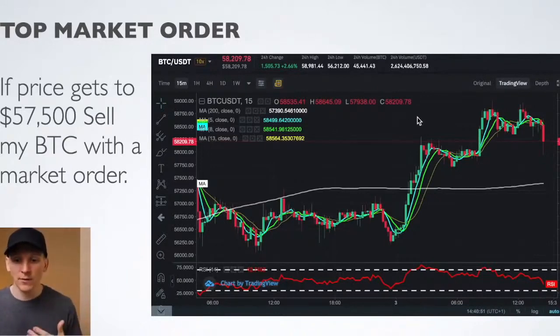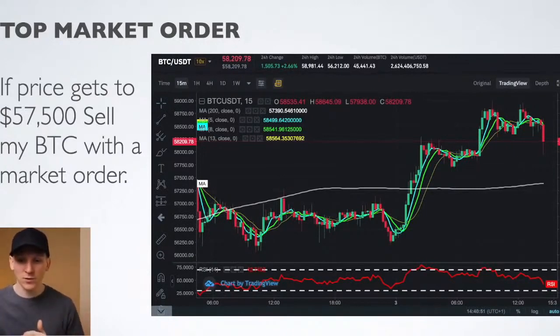You can see the price right now is 58,209. Why would you want to sell at 57,500? Well, look, if the price is going down, which it is here, you can just say, look, the price is going down. I'm losing loads of money.